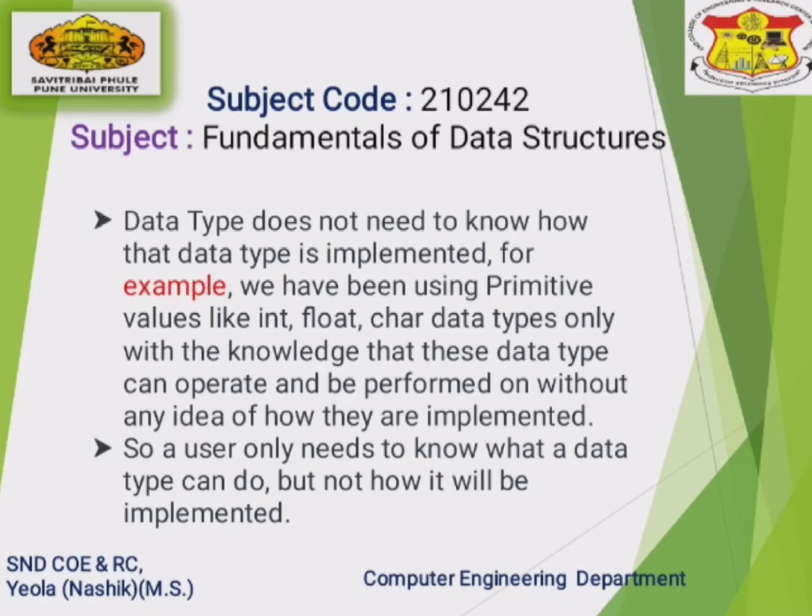The user of a data type does not need to know how the data type is implemented. For example, we have used primitive data types like integer, float and character only with the knowledge that certain operations can be performed on them, without any idea of how they are implemented. So the user only needs to know what a data type can do, but not how it is implemented.